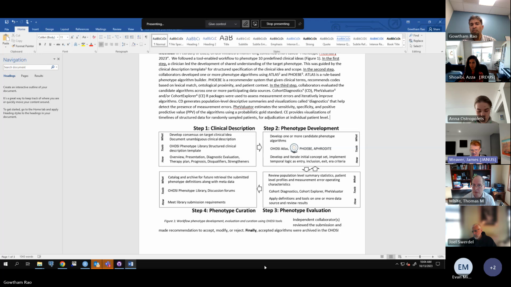But I see what you mean in terms of actually diagnosing the inclusion exclusion criteria. The tool doesn't do that on its own currently. Okay. You'd have to finagle with the existing tools to get it done.